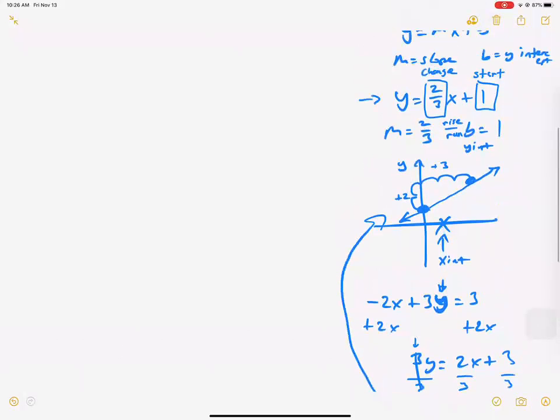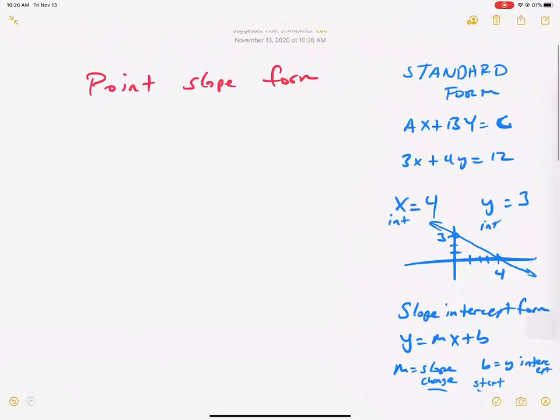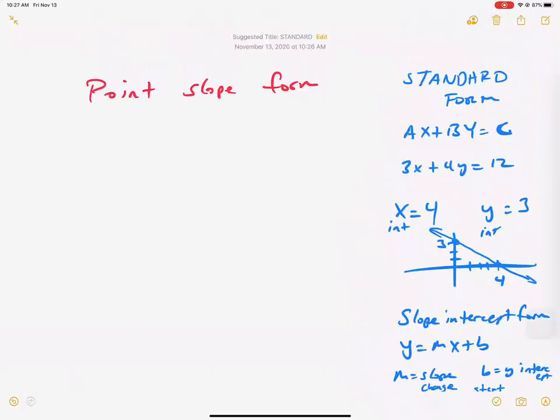So today we have a new form, and this form is just as easy, I'm telling you right now, just as easy as point slope form. It might look bigger, it might look a little more messy, but it's really not hard. It's actually easier, I would say.